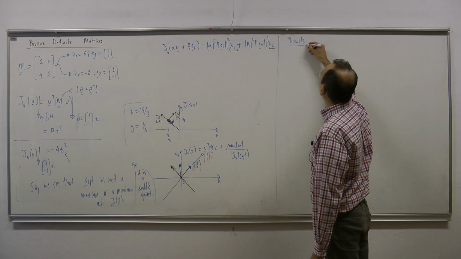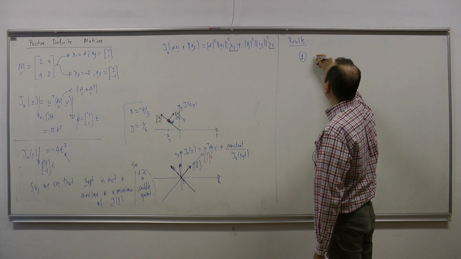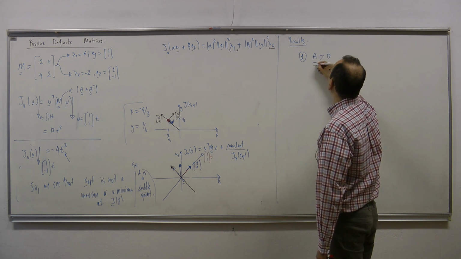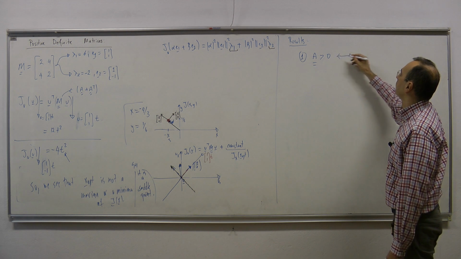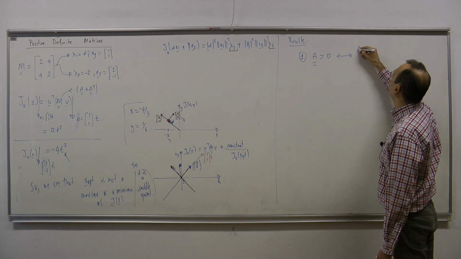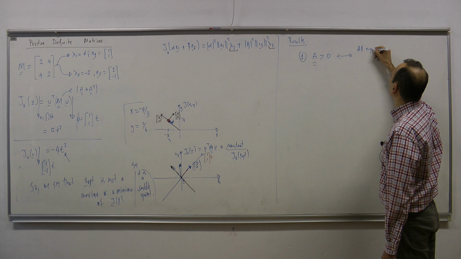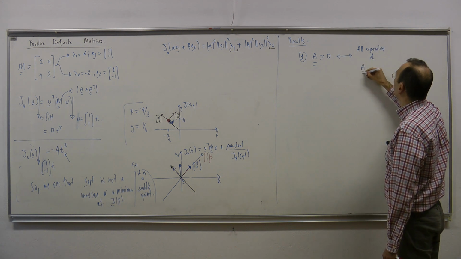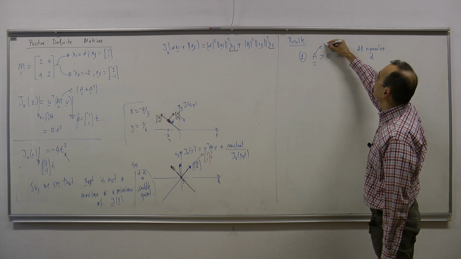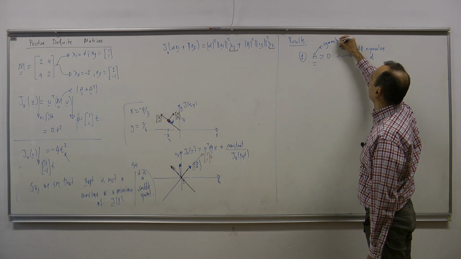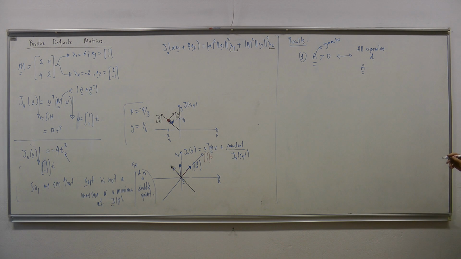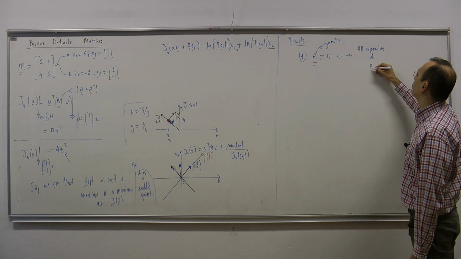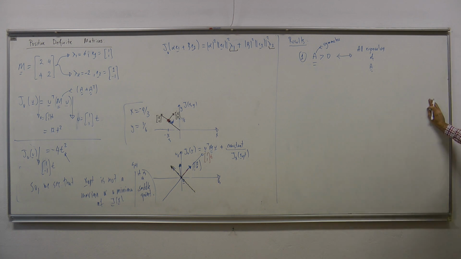Results. Number 1: A matrix is positive definite if and only if all eigenvalues of A are positive. As I have said, we are considering symmetric matrices in general. If it's not symmetric, we can do something about it, but that is not the case here. Let's focus on symmetric. In our case, we have a symmetric matrix.